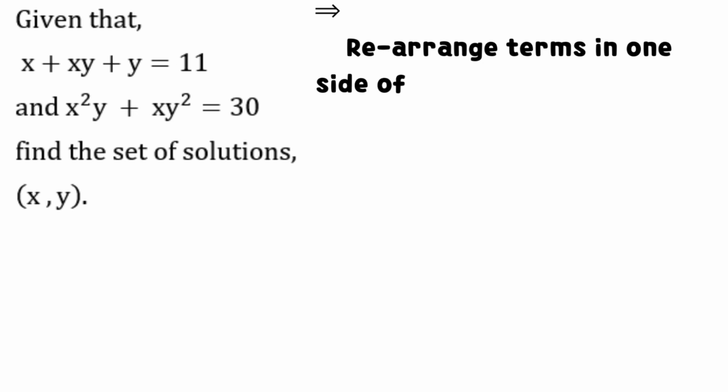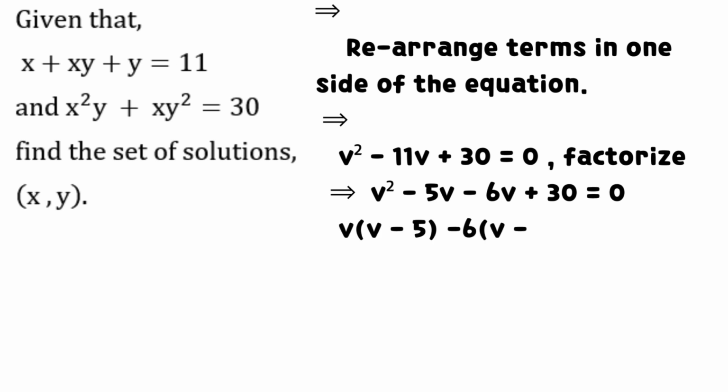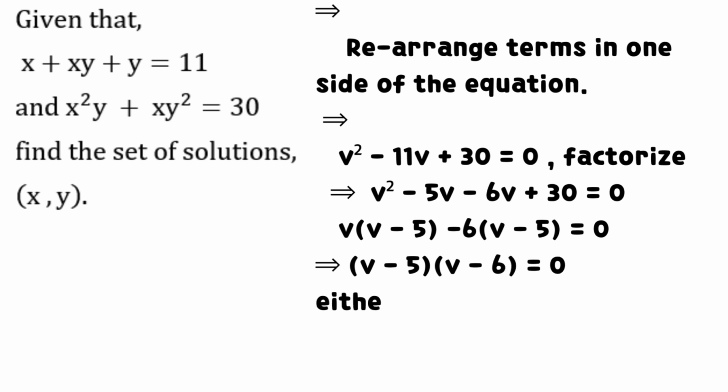It implies that we rearrange terms to one side of the equation. Thus, the square of v minus 11 times v plus 30 equals 0. Factorize and we have that the product of v minus 5 and v minus 6 equals 0. Hence v minus 5 equals 0 or v minus 6 equals 0.